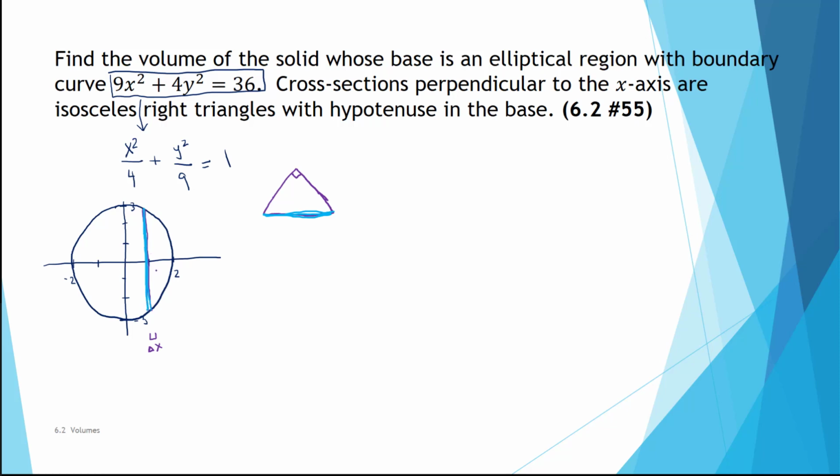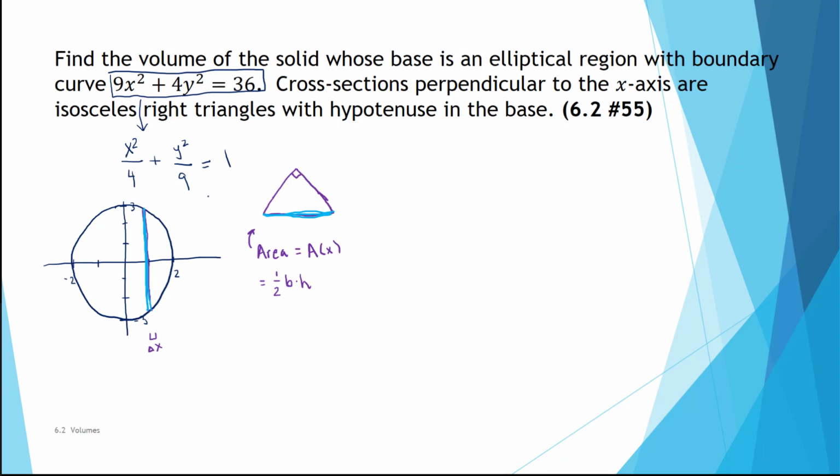Okay, let's do this. What we want to do is find the area of this triangle as a function of x. I want it to be a function of x because we're slicing our solid with vertical slices of width delta x. So I know that in the end I'm going to have some kind of integral with a dx. So I need everything in terms of x.